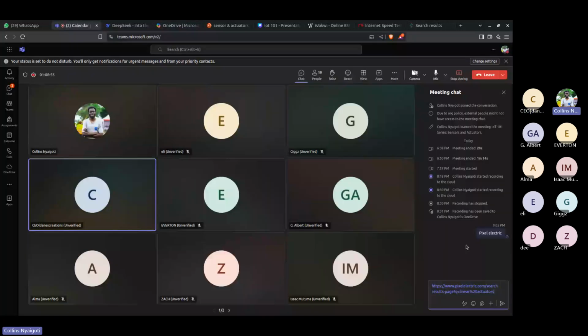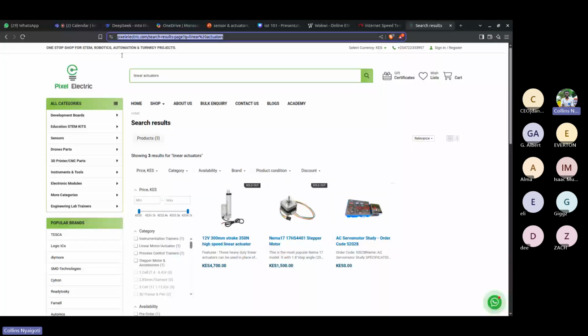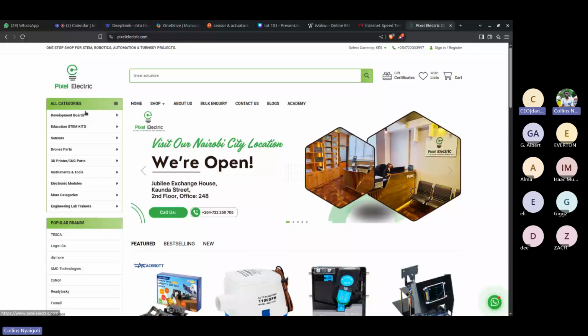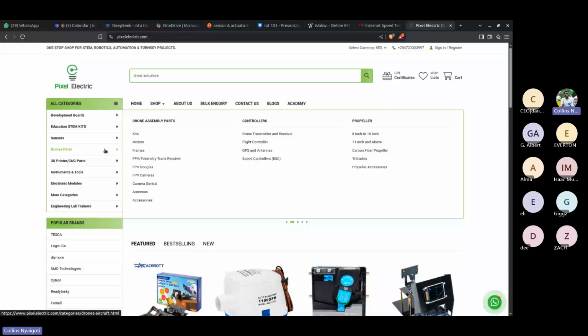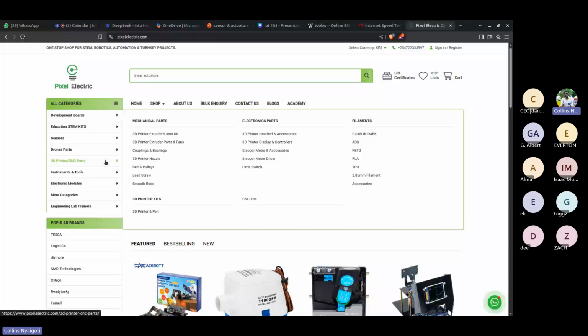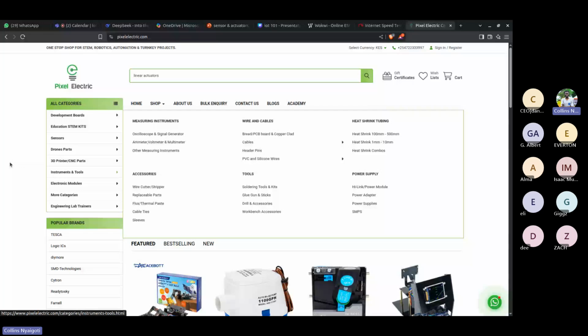This is Pixel Electric. Here you can get any component you wish. It's a nice store. They have different boards, sensors. You can see here there are sensors, drone parts, 3D printers. They sell 3D printers and CNC machines. Anything electrical, any component you can find here.